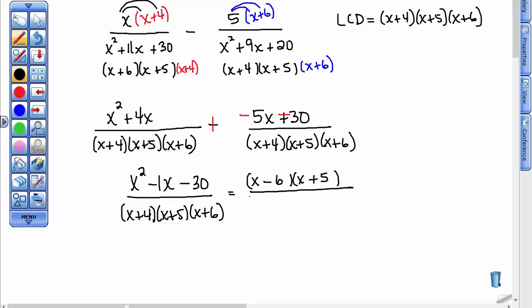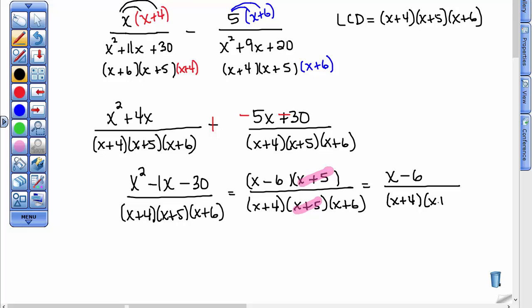And then my denominator, I'll copy that down. And I can reduce that final answer by removing the x plus 5's top and bottom. And so what I have upstairs is just that x minus 6, and downstairs I have the x plus 4 and the x plus 6. Okay, good enough. Let's try one more, relatively hard because of the denominators.